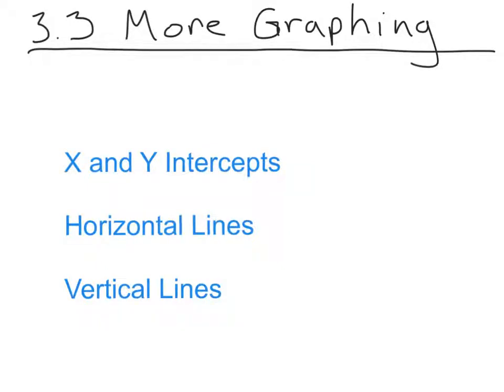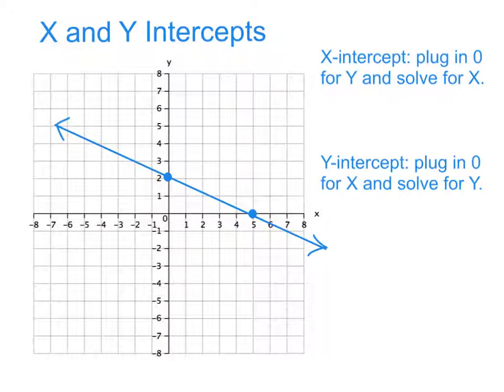This is section 3.3, more graphing of lines. We're going to talk about x and y intercepts and horizontal and vertical lines. The x-intercept is the place where your graph crosses the x-axis. If we're looking at this line, our x-intercept is 5, because that's where the line crosses the x-axis.